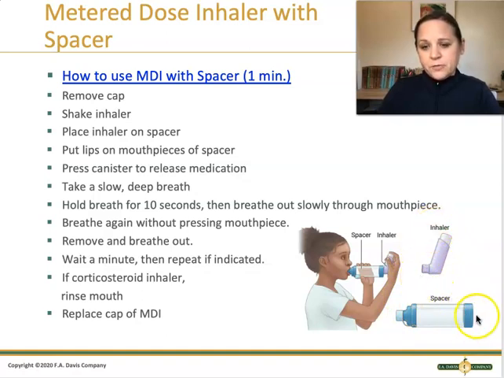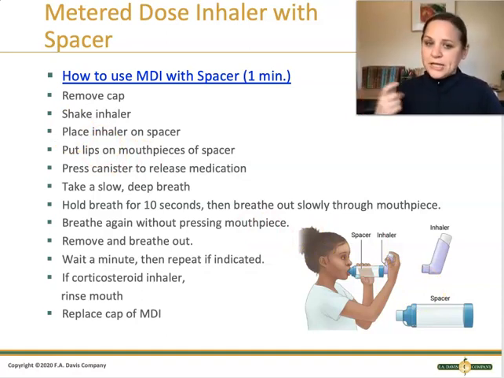This inhaler goes on one side, the patient uses their mouth on the other, and the depressed medication kind of hangs out in this space for a little longer, so that patients make sure that they get the full dose and that they don't have to coordinate that breath as closely. So again, it's pretty much the same routine.